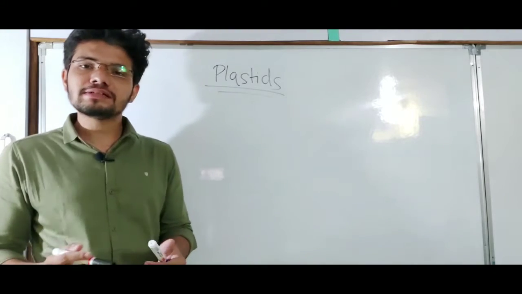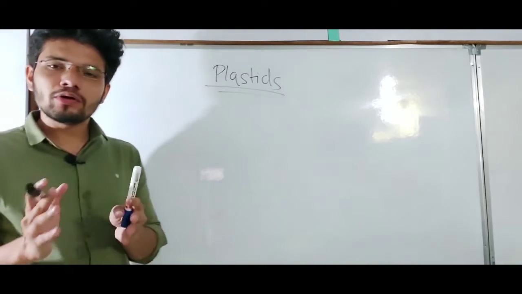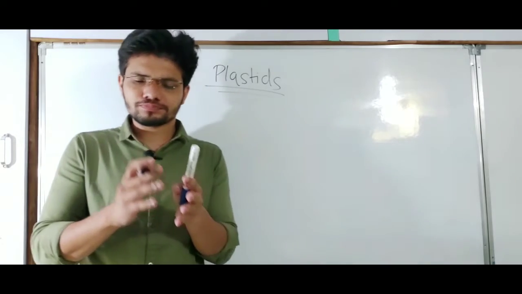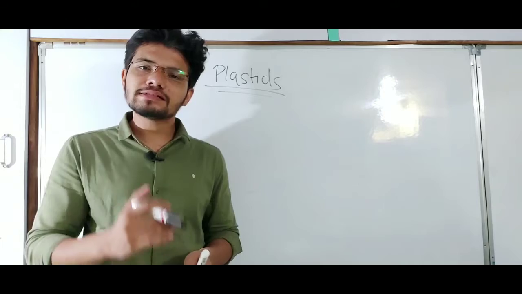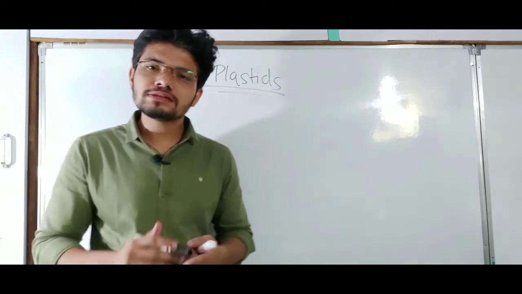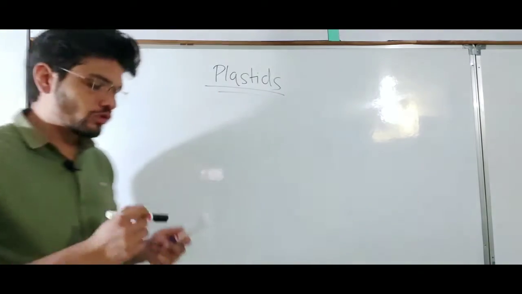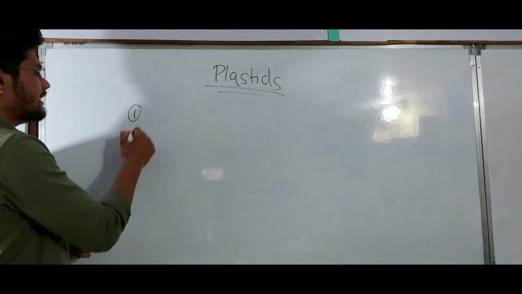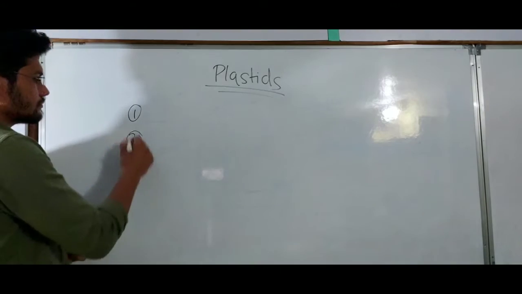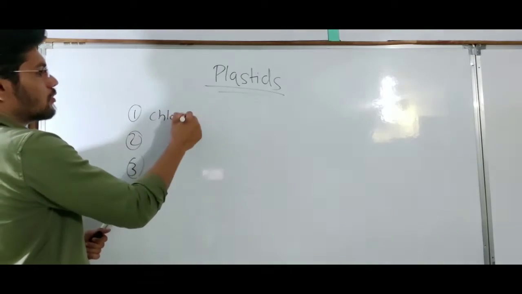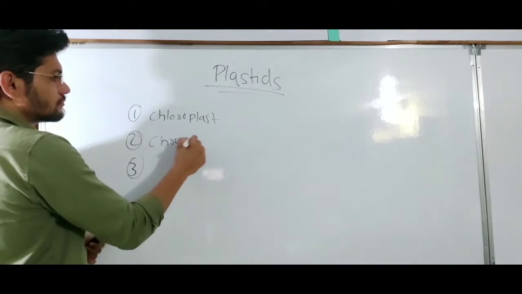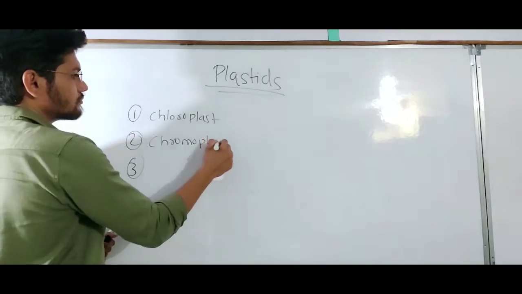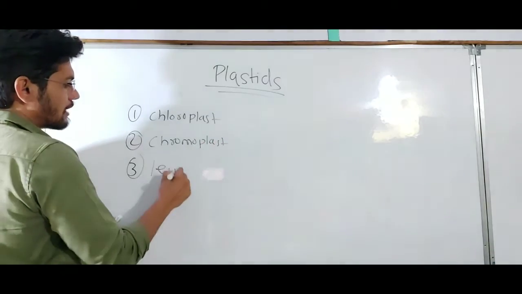So what are plastids? According to the type of pigments they contain, plastids are classified into chloroplast, chromoplast and leucoplast. So there are three types of plastids: chloroplast, chromoplast and leucoplast.